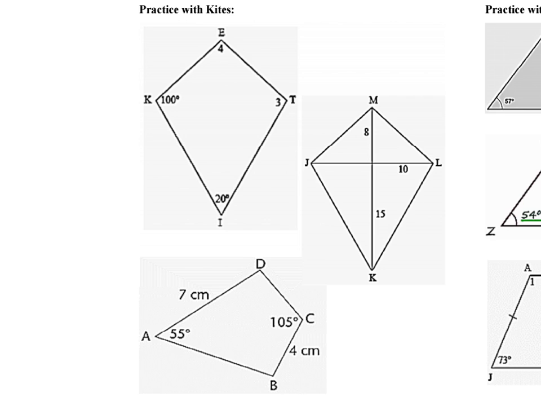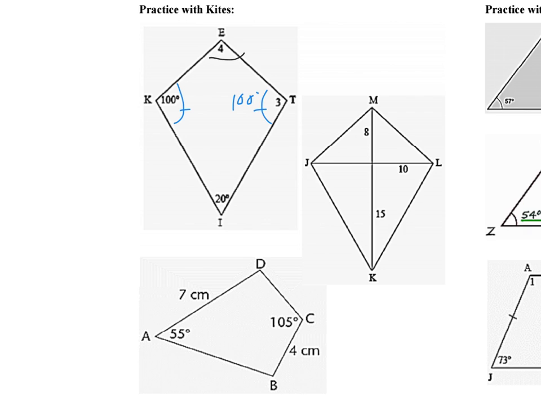Alright, we're going to go ahead and practice now, starting off with our kites, which, if you remember, this angle and this angle are congruent. So this number 3 here that's missing would be 100 degrees. Now we need to figure out this angle up here that is missing, where the 4 is.